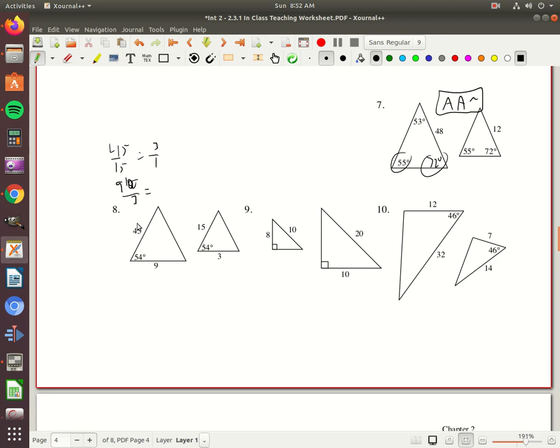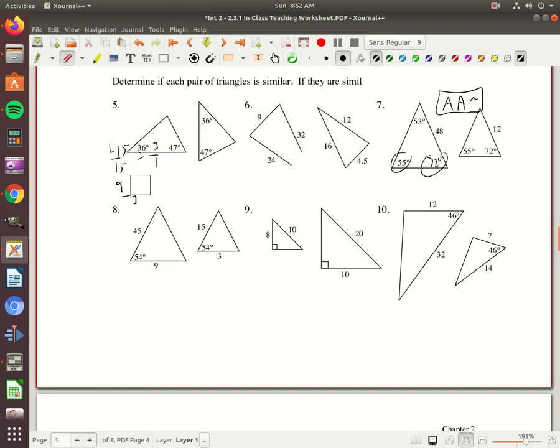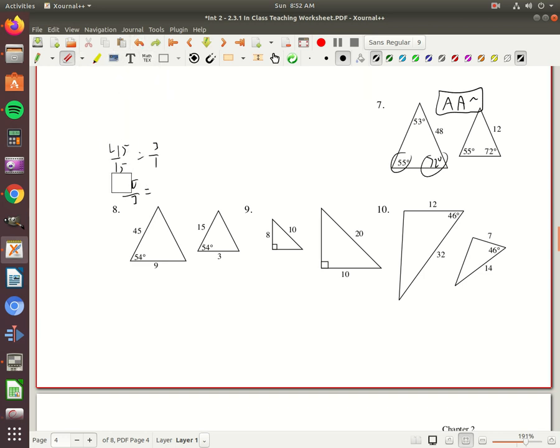Okay, big side, 45 over 15, little side, that should be 9 over 3. So I apologize, I screwed that up. So that should be 9 over 3 here, not 15 over 3. So anyway, just cross that out. I get 3 over 1. So yeah, I would say side angle side similarity seems to work here.